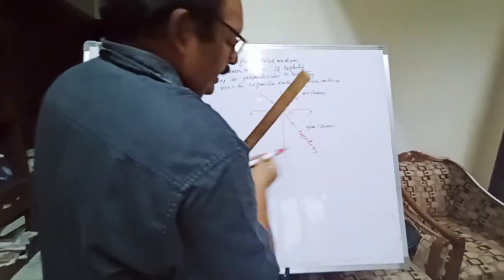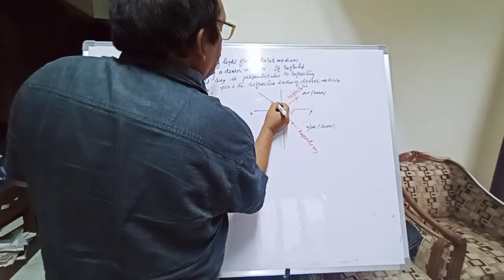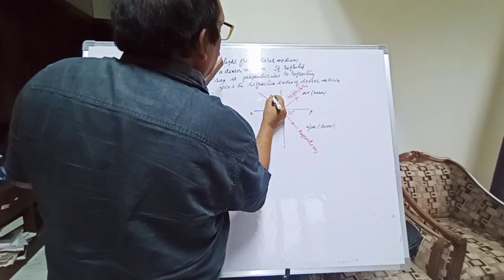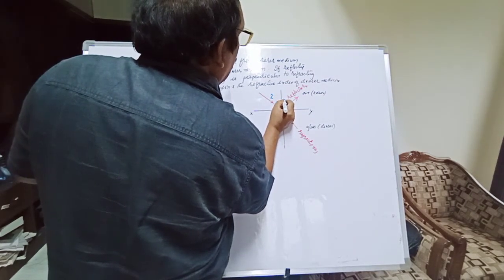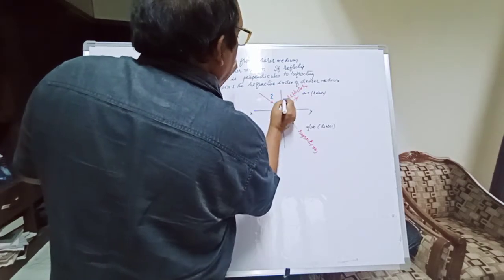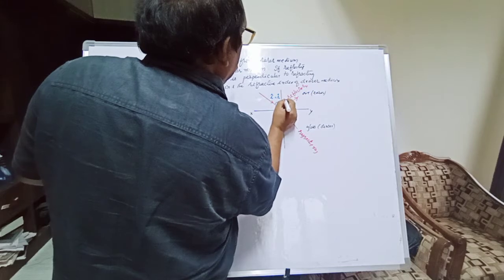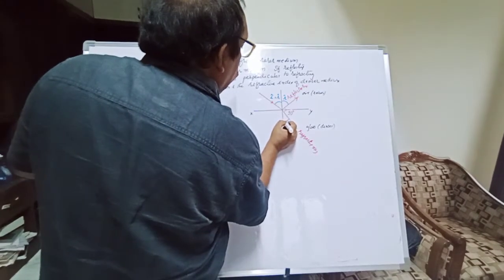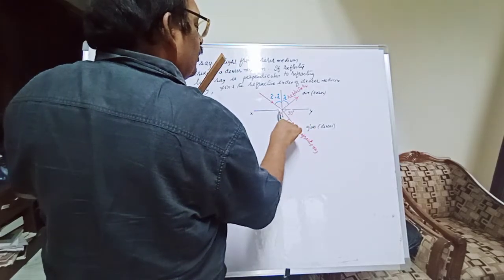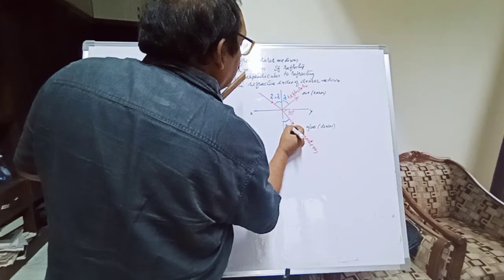So this is the angle of incidence. The angle between the incident ray and the normal is called the angle of incidence, and this is called the angle of reflection. The angle of reflection is equal to the angle of incidence. The angle between the refracting ray and the normal is called the angle of refraction. This is R.